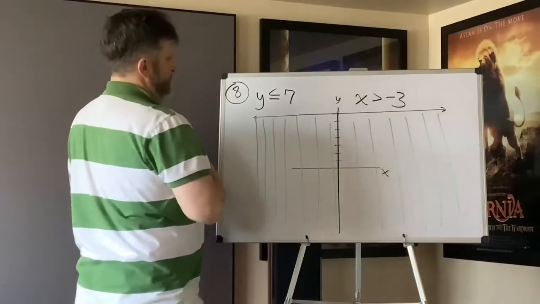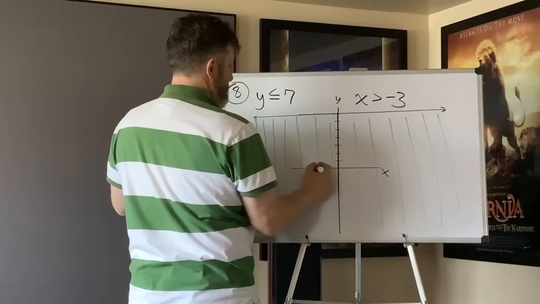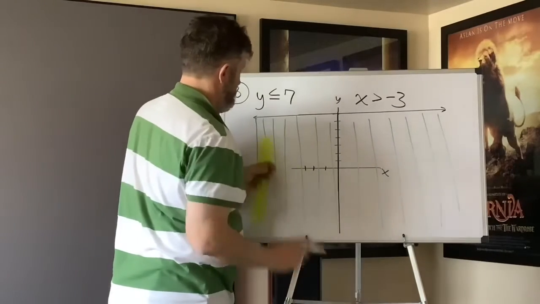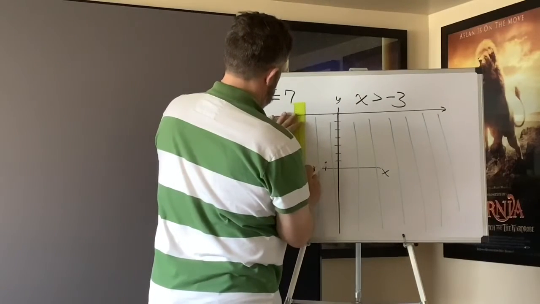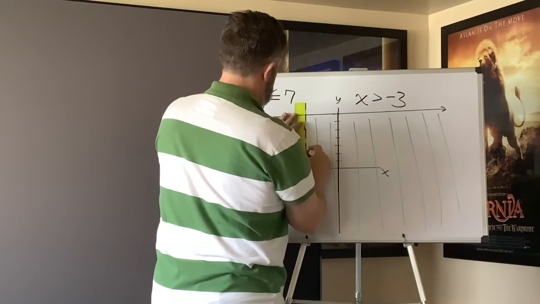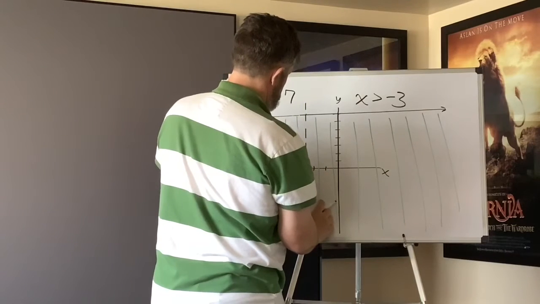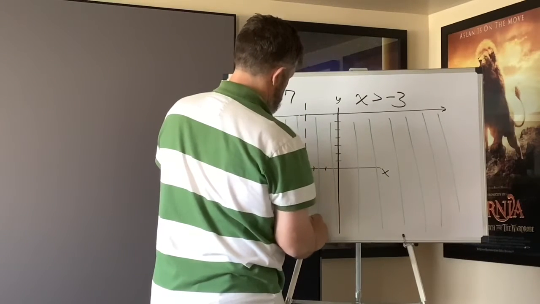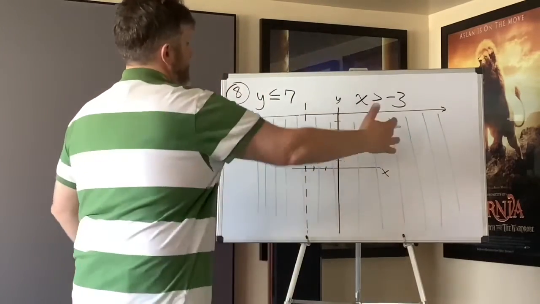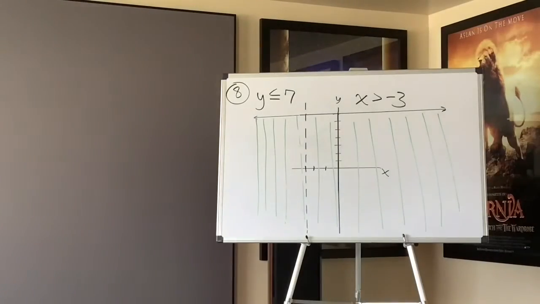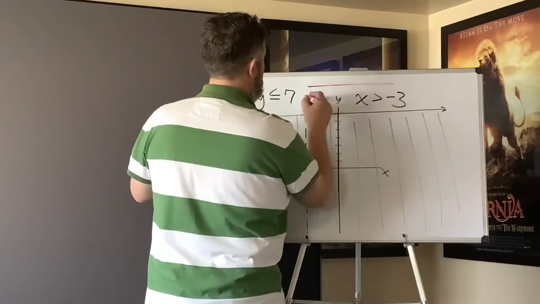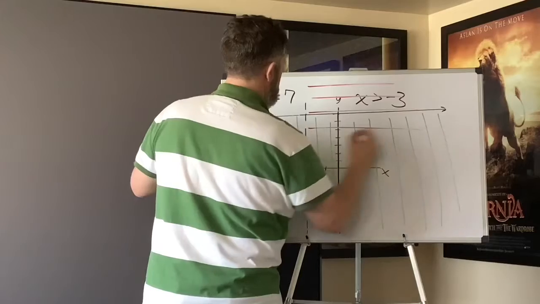So x equals -3, so on the x-axis I go back 1, 2, 3, dotted line, right? Dotted line. Okay, and then it's going to be shading everything greater. All right, so I'm going to shade everything greater, so that's going to be this way.